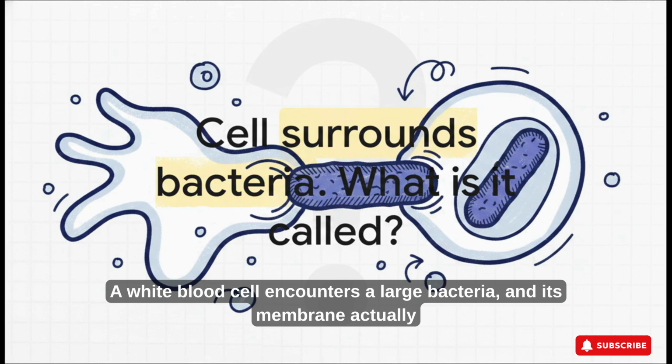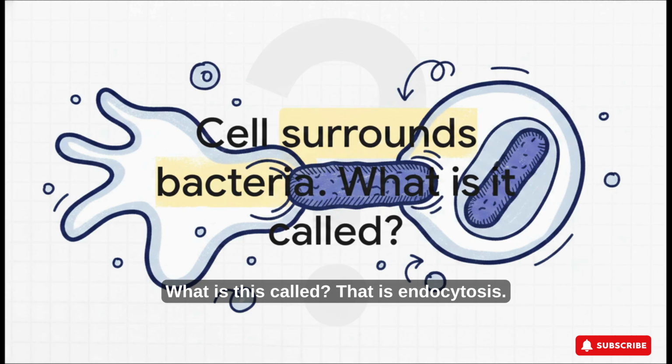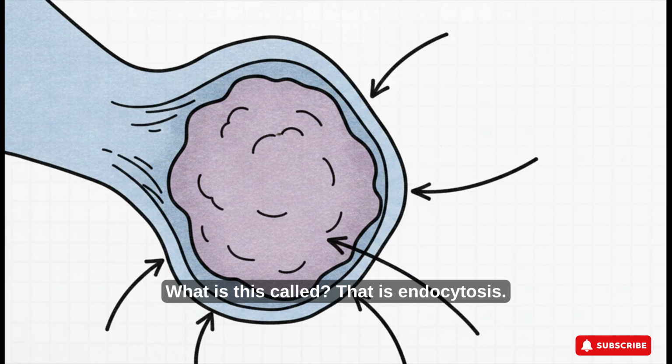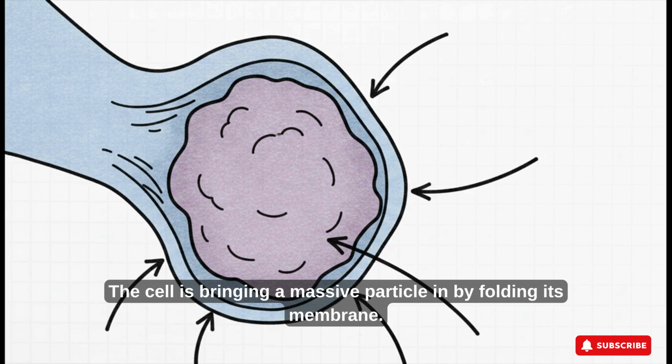Okay, here's practice 3, and this one's slightly trickier. A white blood cell encounters a large bacteria, and its membrane actually folds around it to pull the bacteria completely inside. What is this called? That is endocytosis. A great way to remember this is that endo sounds like in. The cell is bringing a massive particle in by folding its membrane.